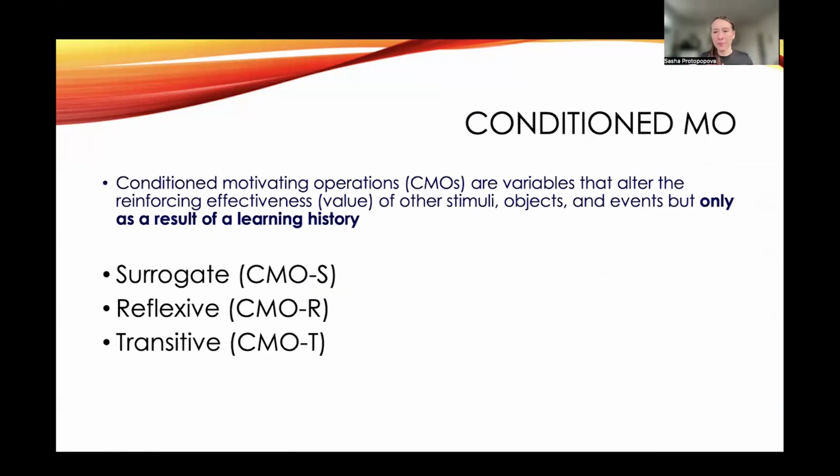Conditioned motivating operations are variables that alter the reinforcing effectiveness of other stimuli, objects, and events, but only as a result of a learning history. So again, this is not biologically relevant. We need to learn these things.